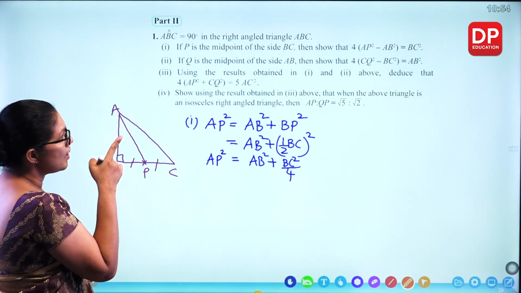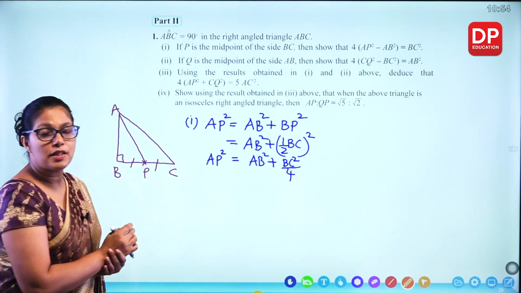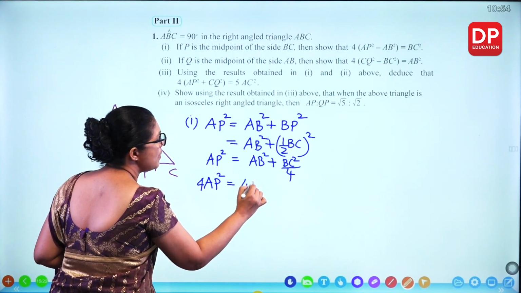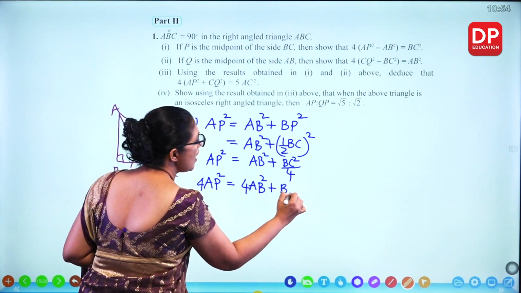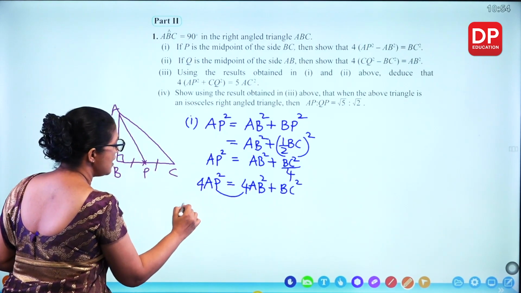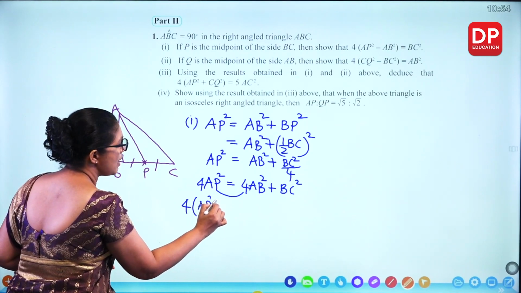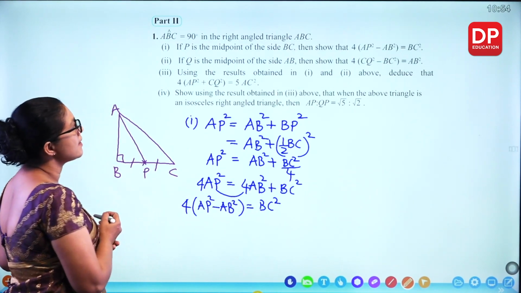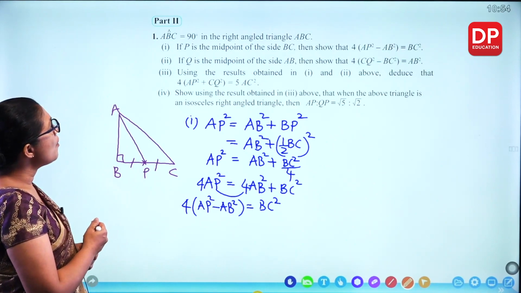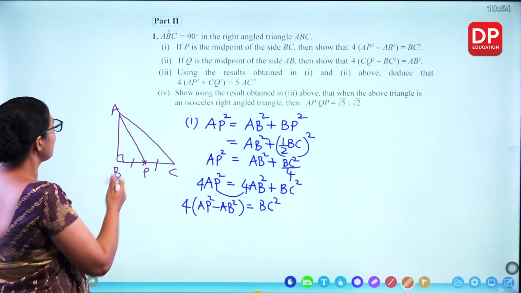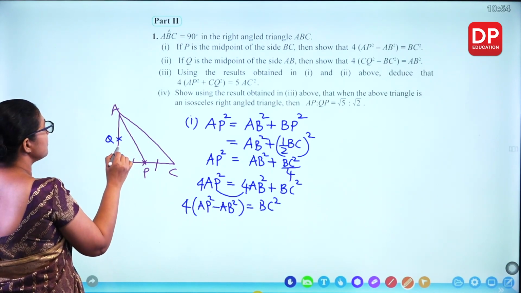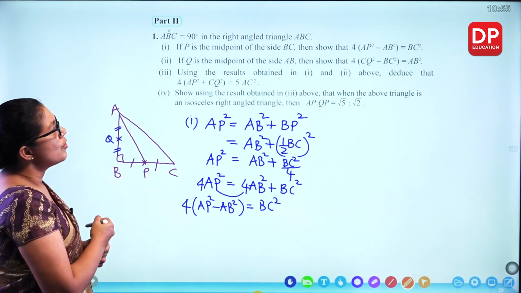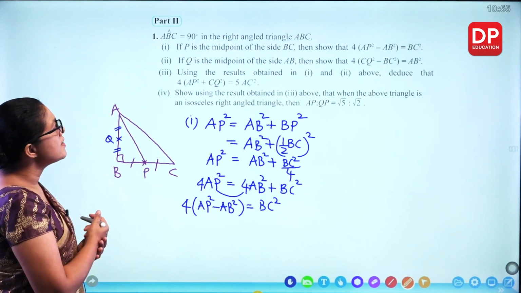Now look at the equation. You need to multiply everything by 4. 4AP squared is equal to 4AB squared plus BC squared. Now take this one to the other side. You get 4AP squared minus 4AB squared is equal to BC squared. That's the first part. If Q is the midpoint of side AB, now Q is here. These two lengths are equal. Then show that 4CQ squared minus BC squared is AB squared.